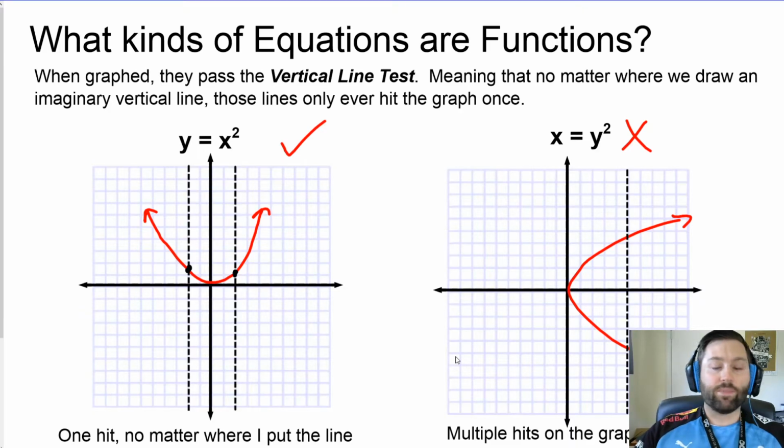And I can draw as many of these as I want. I can draw an infinite amount of these vertical lines, and no matter where I draw them, it is only ever going to hit that graph y equals x to the second a single time. That means it is a function.